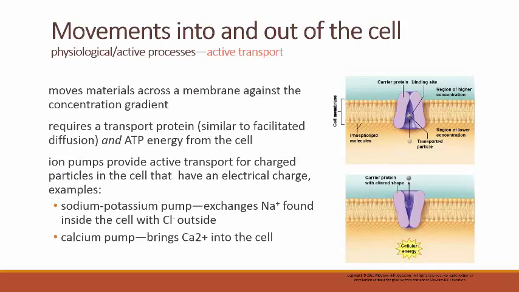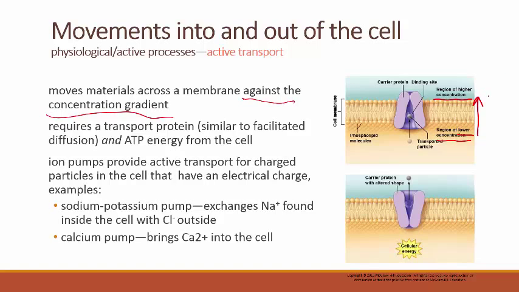The first process that we're going to look at is called active transport. And active transport is very similar to facilitated diffusion in a couple of ways, except, and the main difference here, is that rather than moving materials from high concentration to low, we're moving against the concentration gradient. That is, from a region of low concentration, if you look here at the drawing, toward a region of high concentration. It requires a transport protein, very similar to the transport protein setup that we discussed when we talked about facilitated diffusion, and it requires some ATP energy.